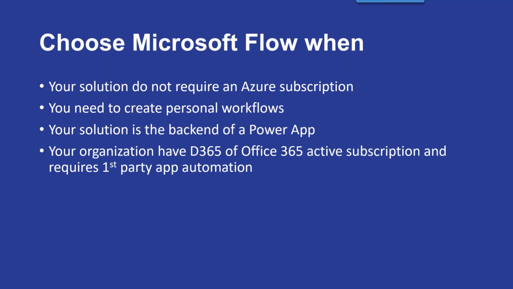If your organization has a D365 or Office 365 active subscription and requires first-party app automation or business process automation, you already have a plethora of flow executions that are ready for you to use. So why are you going to go to another application where you're going to have to pay for the executions, where you have a pool of executions ready for you to use?